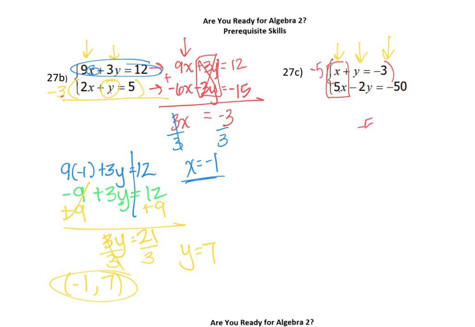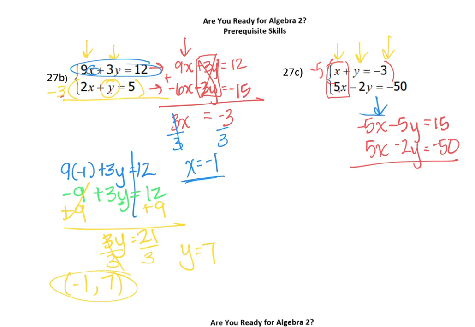And that will give me -5x minus 5y equals positive 15. Negative times a negative. I'm going to copy back the second equation underneath. So 5x minus 2y equals negative 50. Now we're going to put them together, okay, by columns.